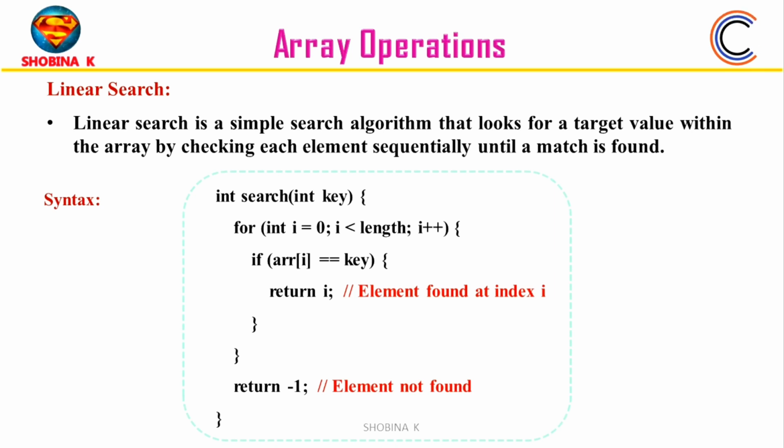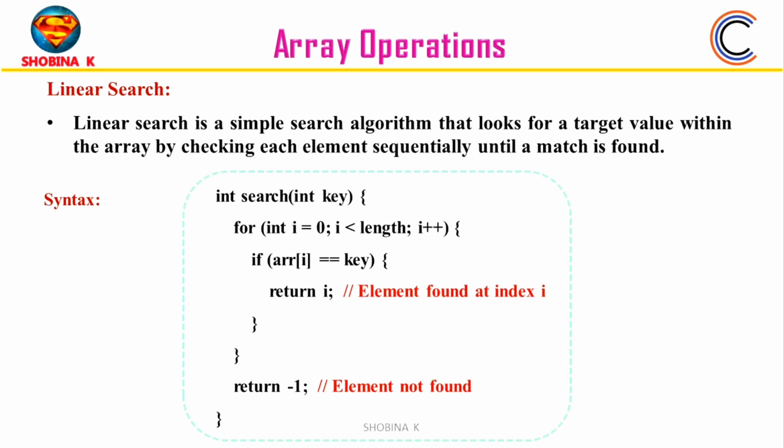int search(int key). This line declares a function named search that takes an integer parameter key. for (int i = 0; i < length; i++). This line initiates a loop that iterates through the array from index 0 to length minus 1. if (arr[i] == key). Inside the loop, this line checks if the current element in the array is equal to the target key. return i means if a match is found, it returns the index i where the element is found in the array. return -1. If the loop completes without finding a match, it returns -1 to indicate that the element is not present in the array.